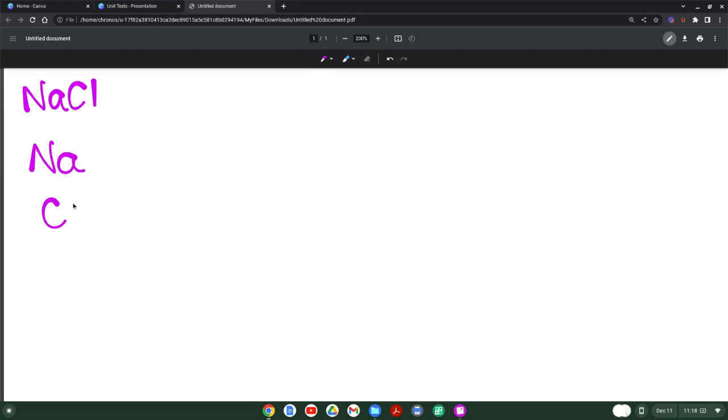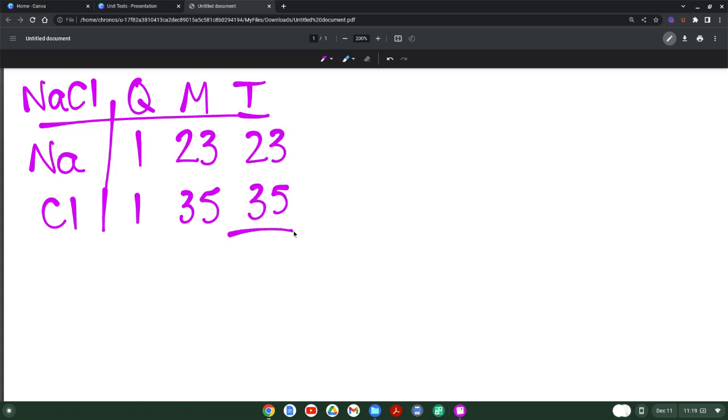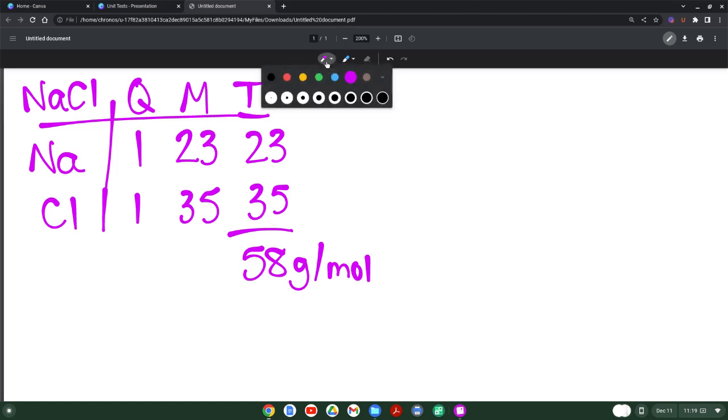I have sodium and chlorine, one of each. Sodium's mass is 23. Chlorine is 35. That gives us 23 and 35, which is a total of 58 grams per mole. Now I'm going to do the moles to grams and then the grams to moles, and then I'll move on to the next substance.